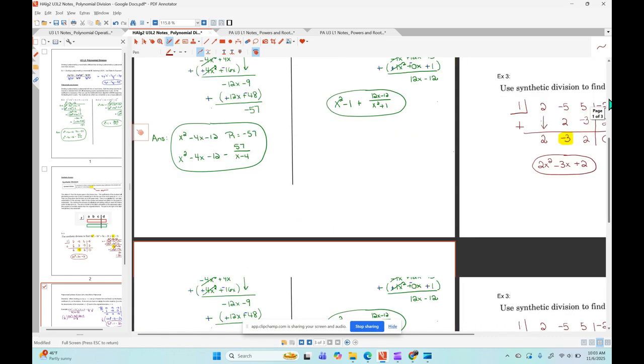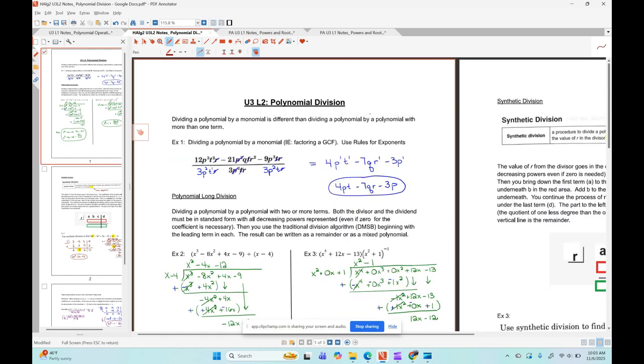Okay, that is the end of this lesson on polynomial division. Please join us for the next one, where we use factoring and learn all kinds of factoring techniques beyond just those for quadratics.